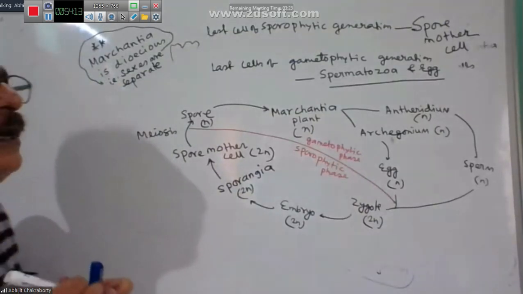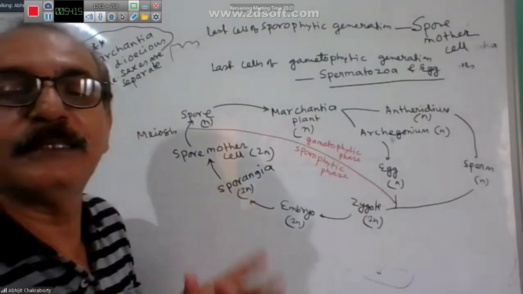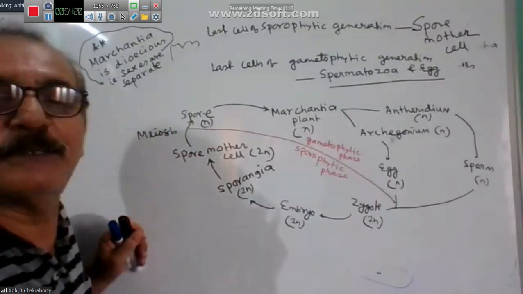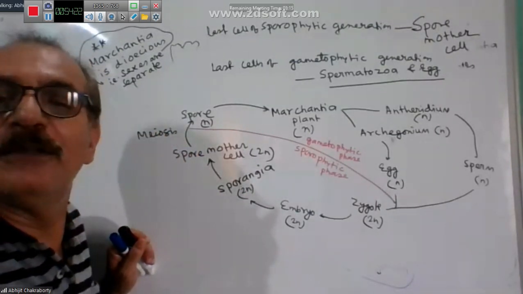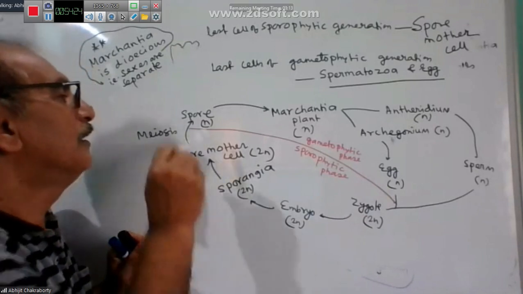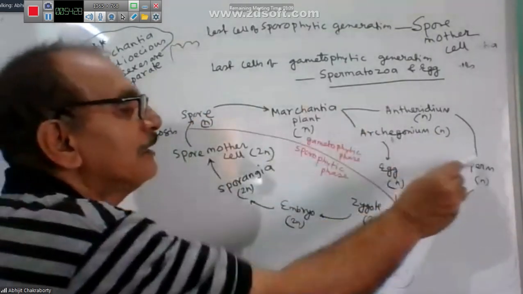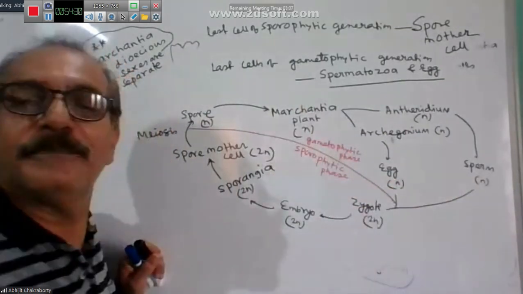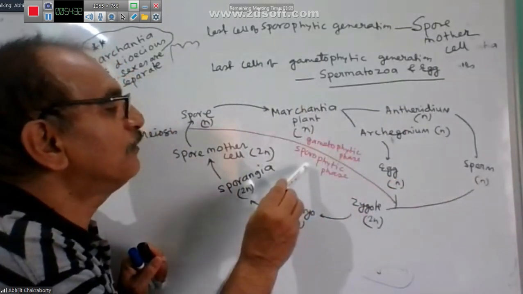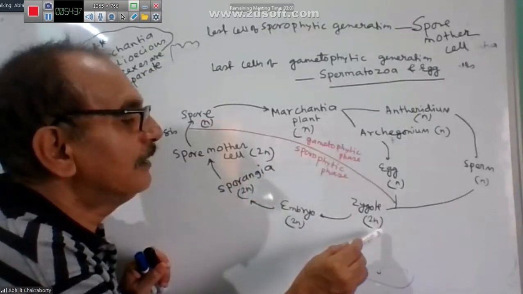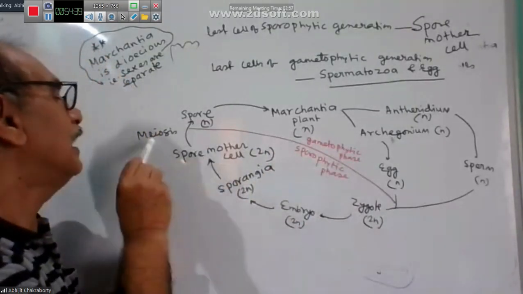So look here. Now look at this. First cell of gametophytic generation, spore, right? Last cell of gametophytic generation, sperm. First cell of sporophytic generation, zygote. Last cell, spore mother cell.